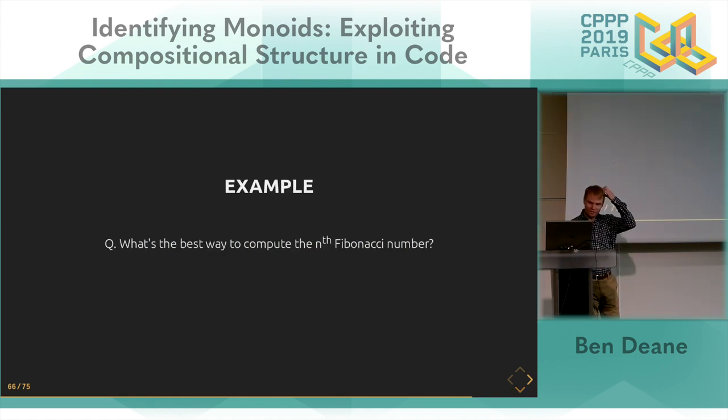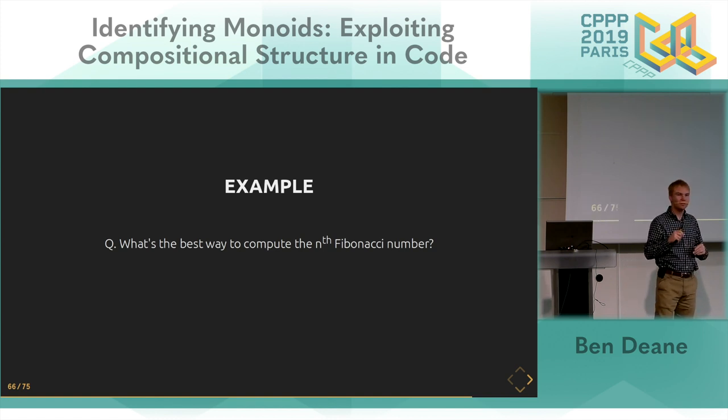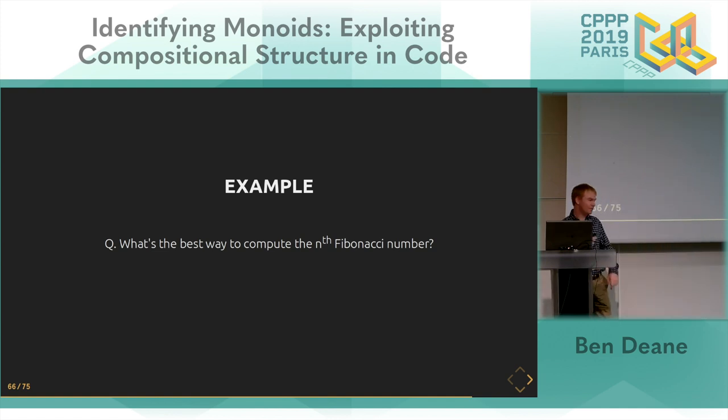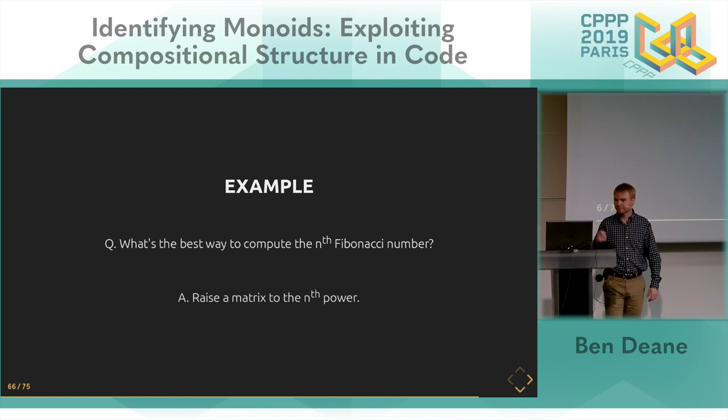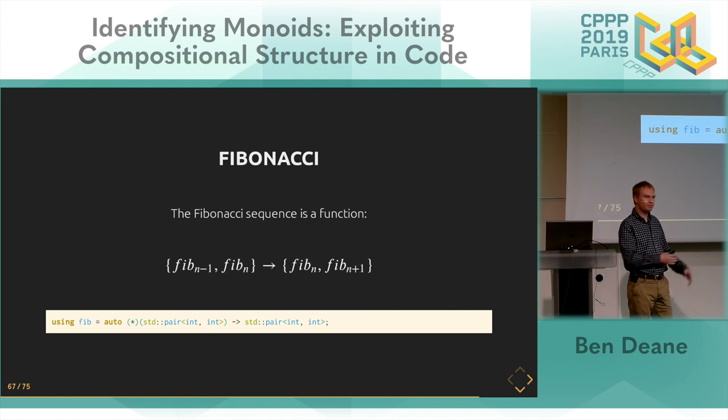So here's a good example of that. What's the best way to compute the nth Fibonacci number? That's right, multiply some weird matrix. So Fibonacci is linear, there you go, raise a matrix to the nth power. I think Sean Parent showed this on stage in one of his talks. The Fibonacci sequence is conceptually a function from two numbers to the next two numbers, because it uses some history. I'm going to cast it in that mold.